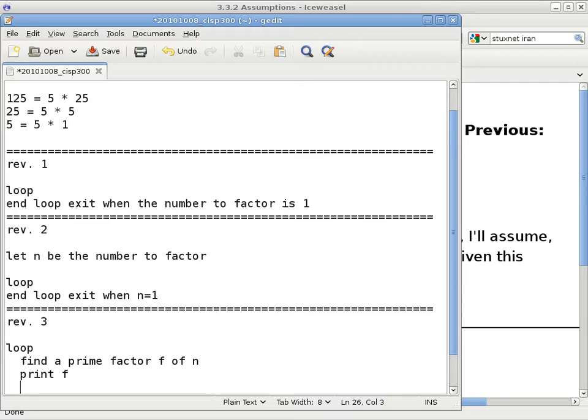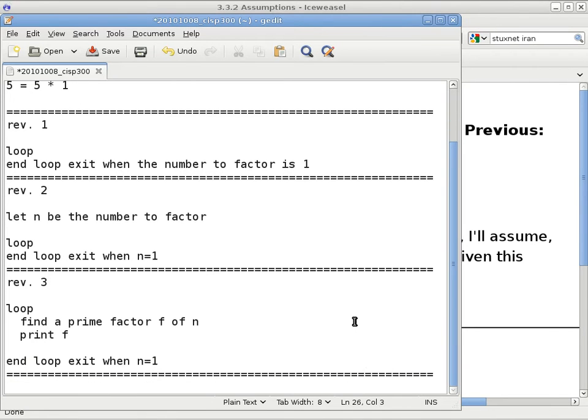What is the last thing we want to do per iteration? How did we go from 125 to 25, and then from 25 to 5, and then from 5 to 1? What did we do? Divide by 5. In terms of the variable names that we have introduced here, how do we express that? We say we update n so that n becomes n divided by f.